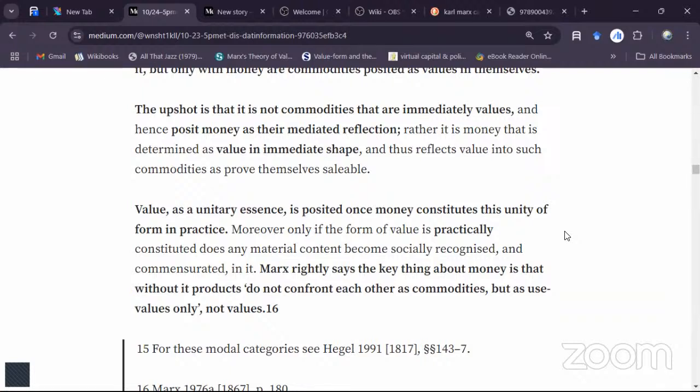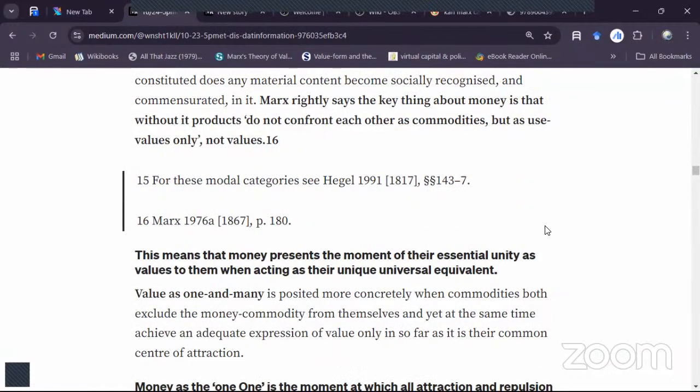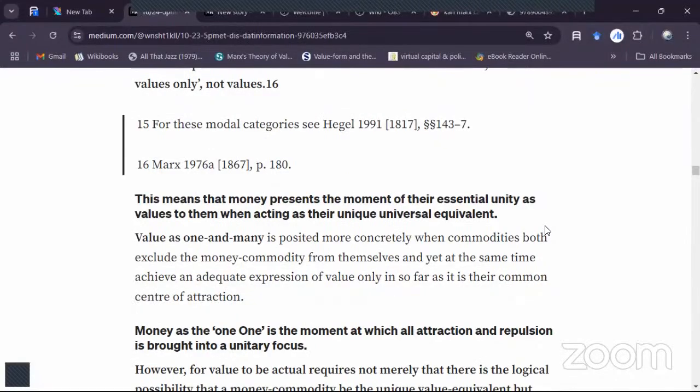And commensurated in it. Marx rightly says that the key thing about money is that without it, products do not confront each other as commodities, but as use values only, not values. So it's small v, use values, but it's not big V values. This means that money presents the moment of their essential unity as values to them when acting as their unique universal equivalent. So you're asking this question of how important is this? Value as one and many is posited more concretely when commodities both exclude the money commodity form from themselves and yet at the same time achieve an adequate expression of value only insofar as it is their common center of attention.